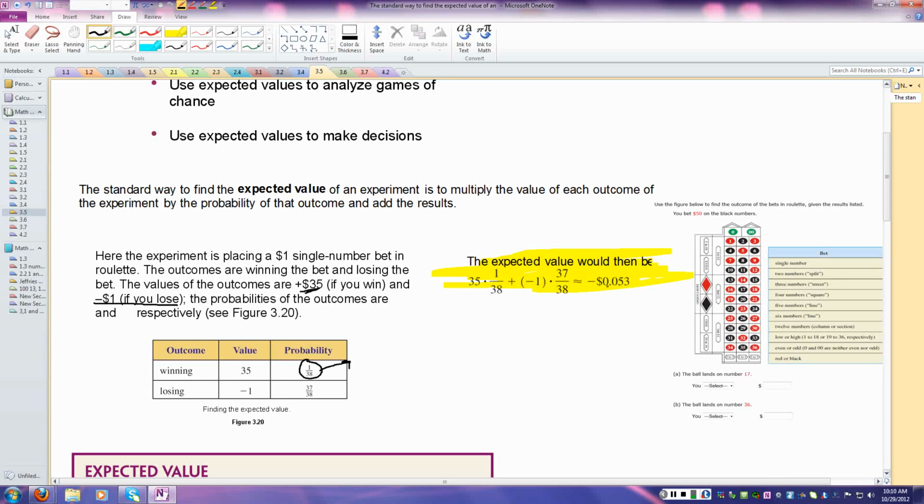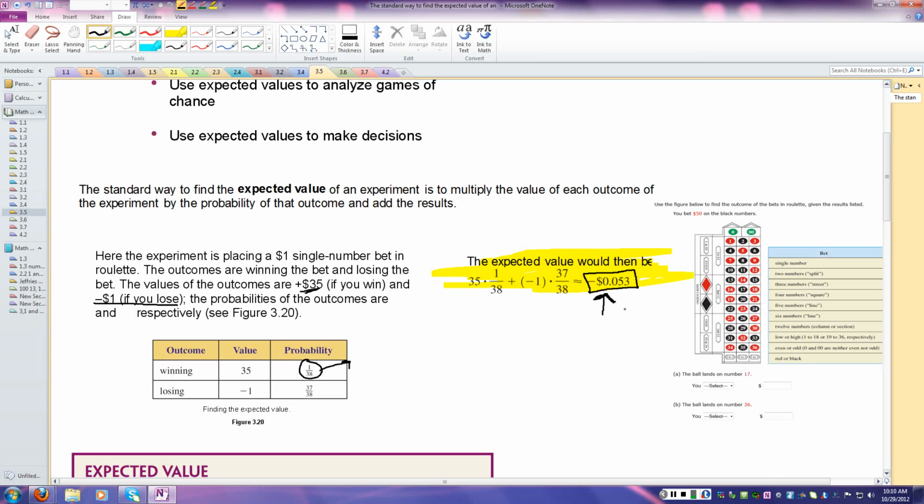I multiply them together. And generally, in any type of gambling game, your expected value is going to be negative. That's why the house always wins. That's why casinos can build huge buildings and make such a profit, because in the long run, the expected value of the outcome is always going to be negative. You're going to expect to lose money if you play the game.